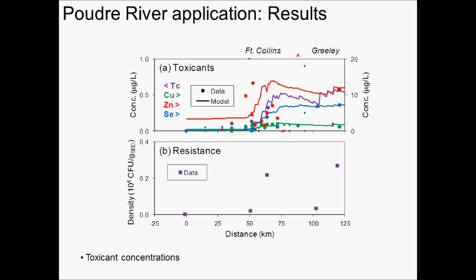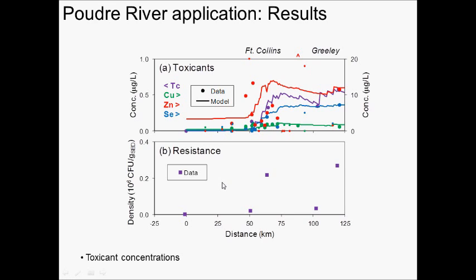And you can see by comparing model to data that there are some discrepancies between the model and the data, but the model does capture the main patterns of what we see. Specifically, an increase in concentration of toxicants at Fort Collins, and then maybe for the tetracyclines another increase again at Greeley. Okay. On the bottom panel, I'm showing you the resistance.